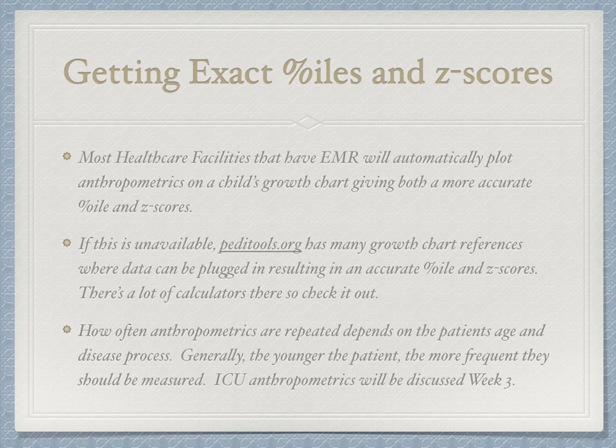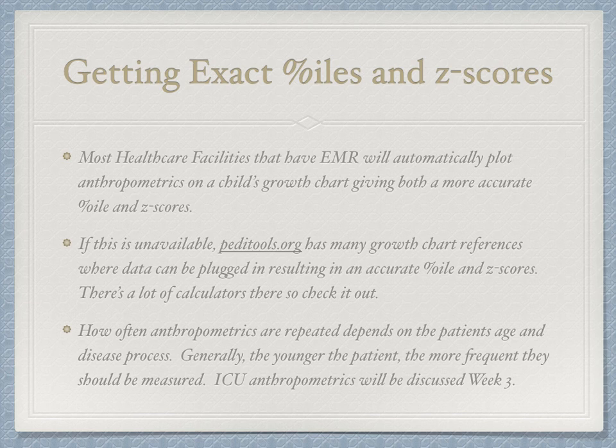When it comes to getting exact percentiles and Z-scores, there are easier ways to do it. Most healthcare facilities that have an EMR will automatically plot anthropometrics on a child's growth chart, giving both a more accurate percentile and Z-scores. If this is unavailable, I suggest going to PD Tools that has many growth chart references where data can be plugged in. This results in an accurate percentile and Z-score. There's a lot of different calculators over there, so I'd check it out.